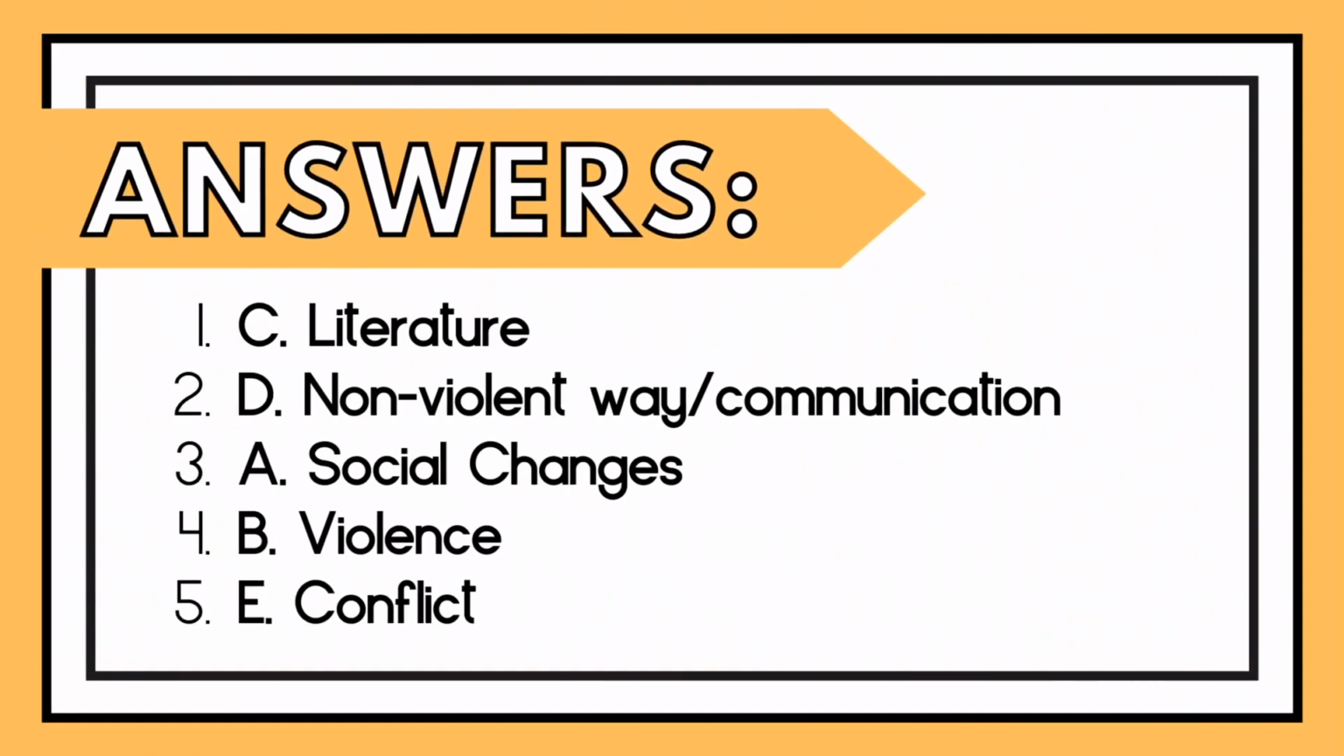And these are the answers in activity number 4. In number 1, we have letter C, literature. Number 2, we have letter D, nonviolent way or nonviolent communication. In number 3, the answer is letter A, social changes. Number 4, we have letter B, violence. And lastly, number 5, we have letter E, conflict.